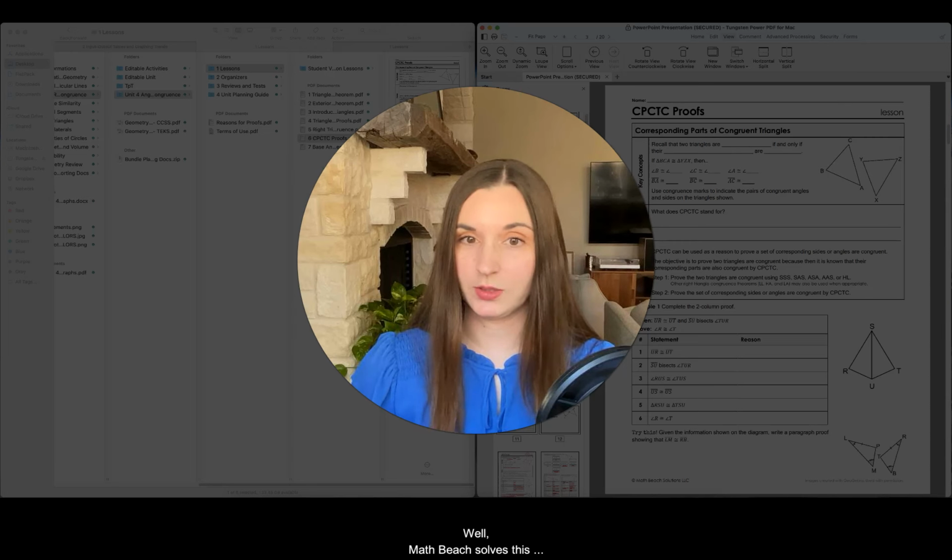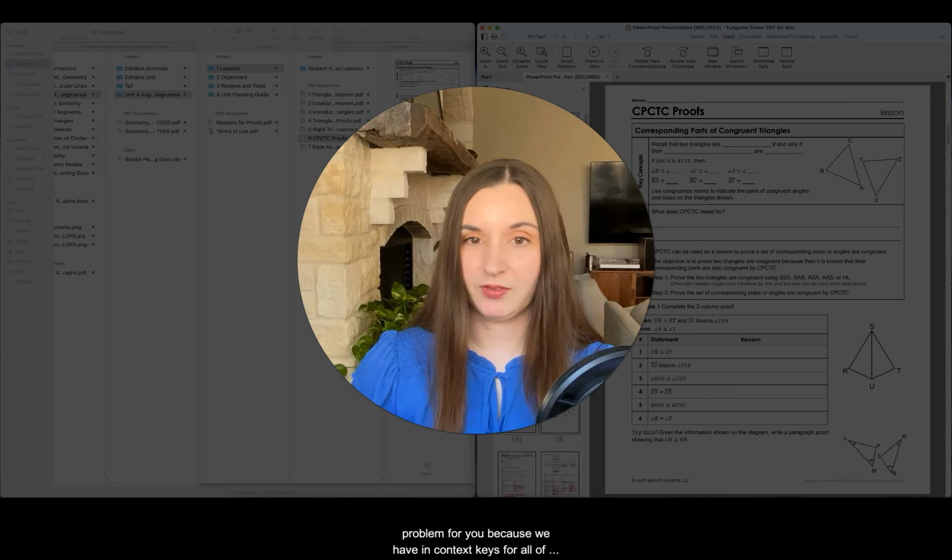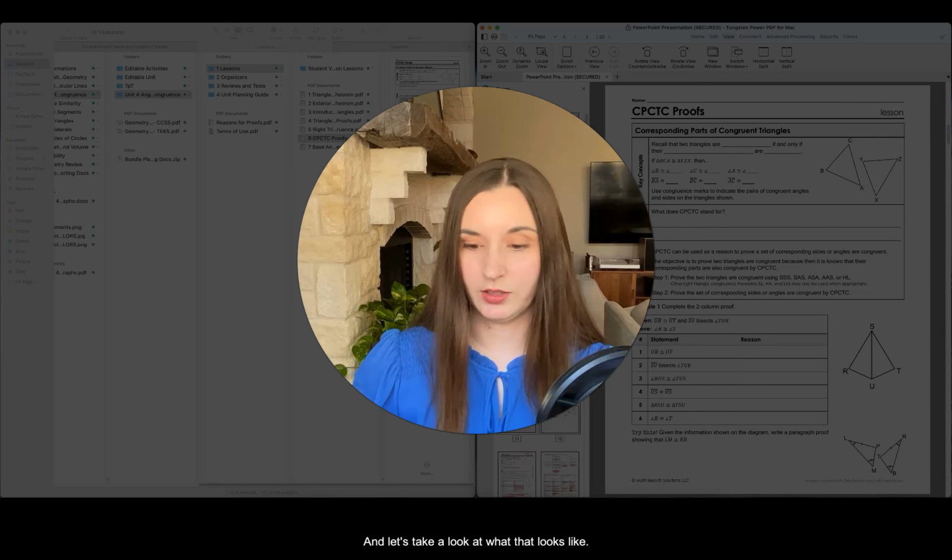Well, Math Beach solves this problem for you, because we have in-context keys for all of our notes worksheets. And let's take a look at what that looks like.